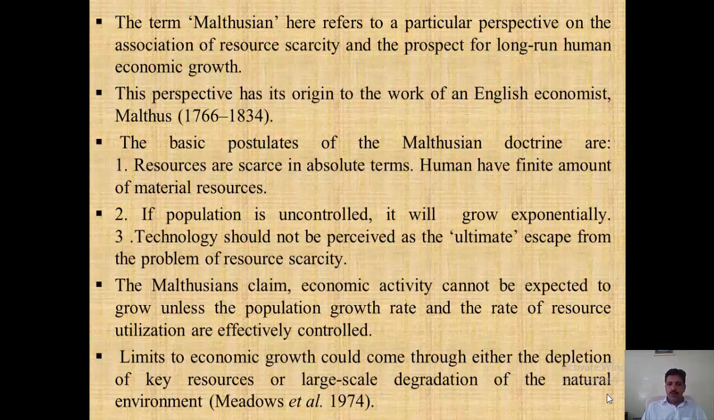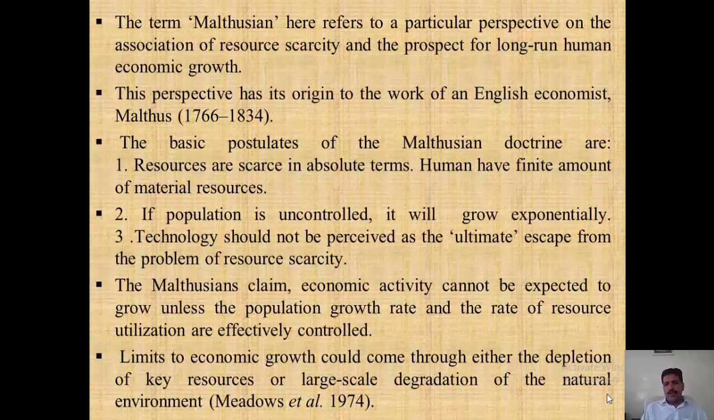If population is uncontrolled, it will grow exponentially. According to the Malthus theory, if proper steps are not taken to control population growth, then it is expected that it will grow exponentially. It will grow very rapidly. The first postulate of the theory shows that the resources are scarce and limited. If the population is not controlled and grows exponentially, then it will create a large number of problems for humans as well as for the environment.